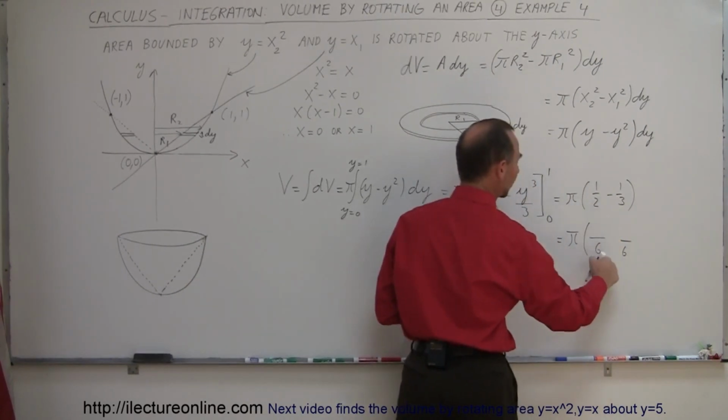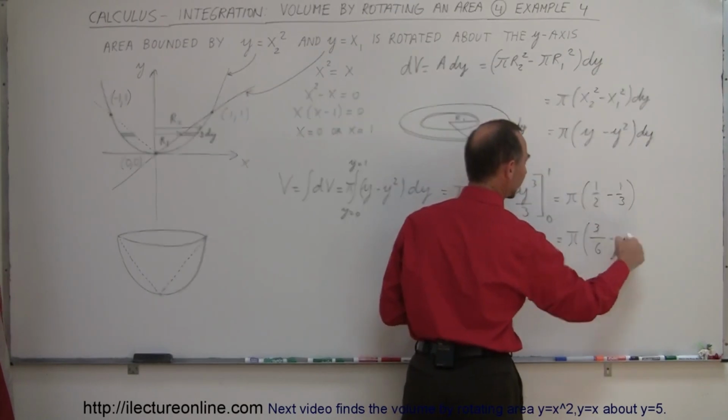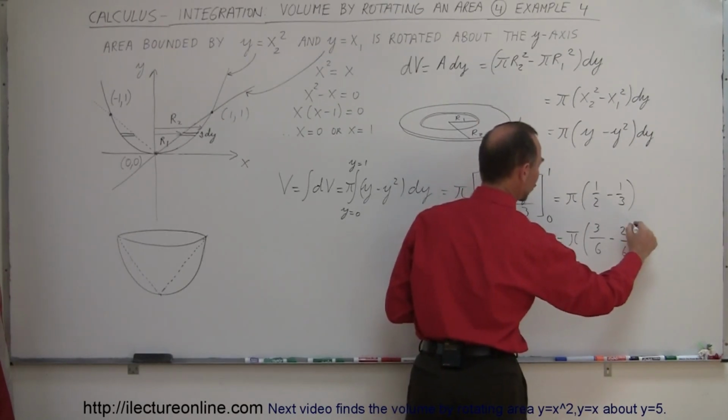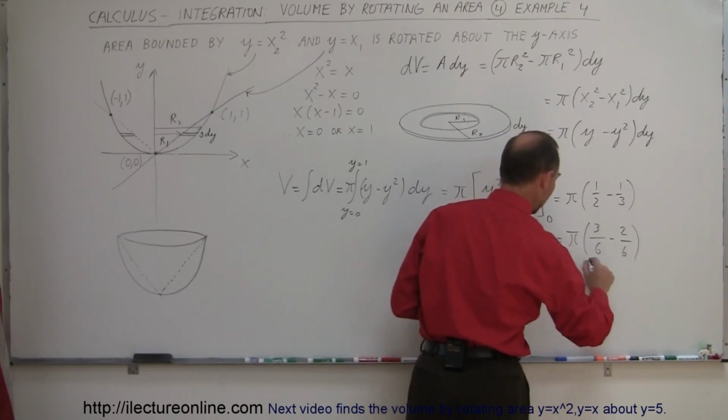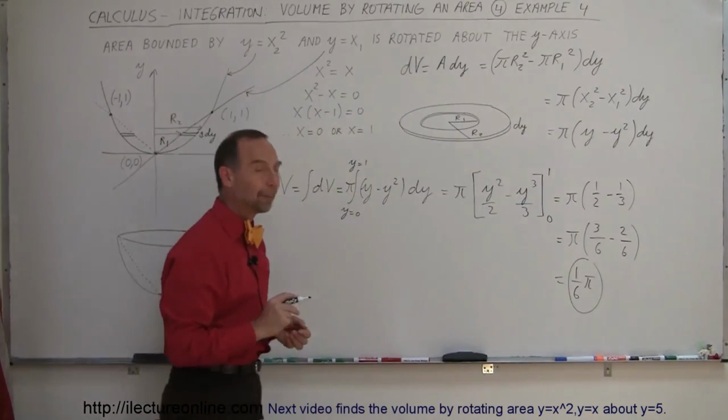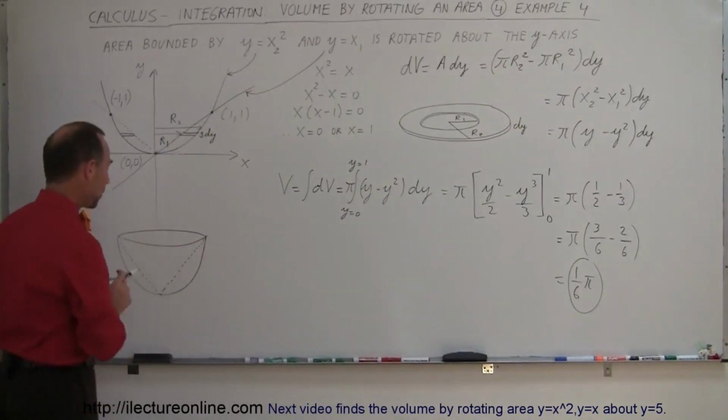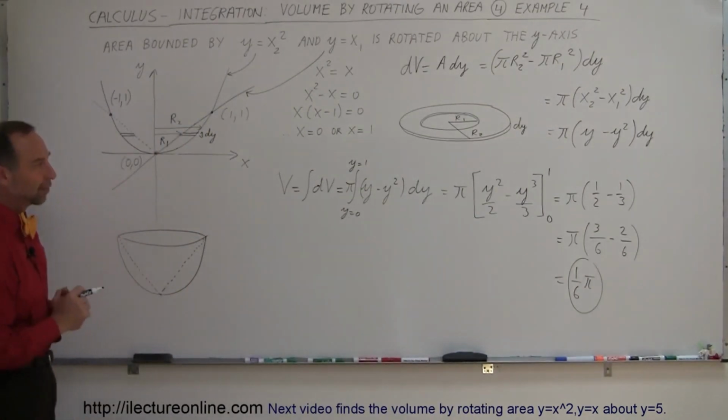And since 2 goes into 6 3 times, this becomes 3. 3 goes into 6 2 times, that becomes 2. And so therefore the volume would be 1/6 pi. And there you go. That would be the volume of this weird looking bowl. That's how we do that.